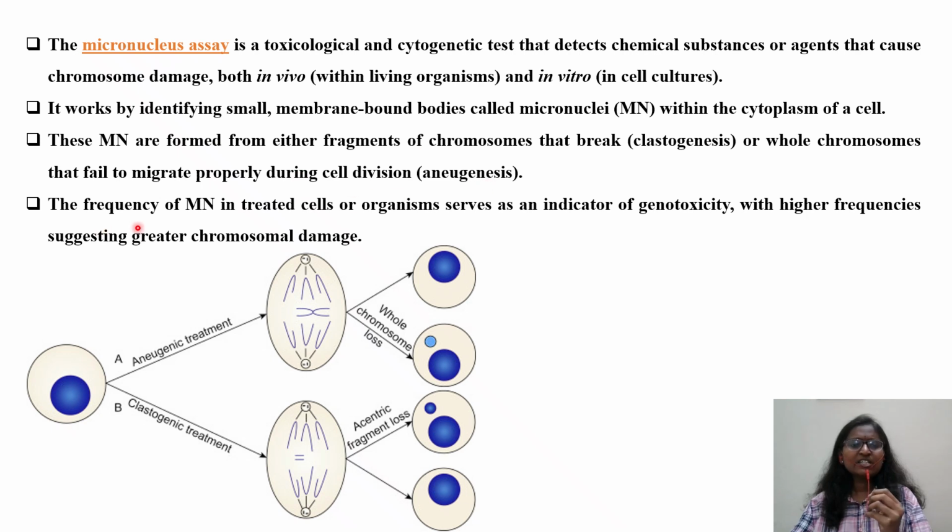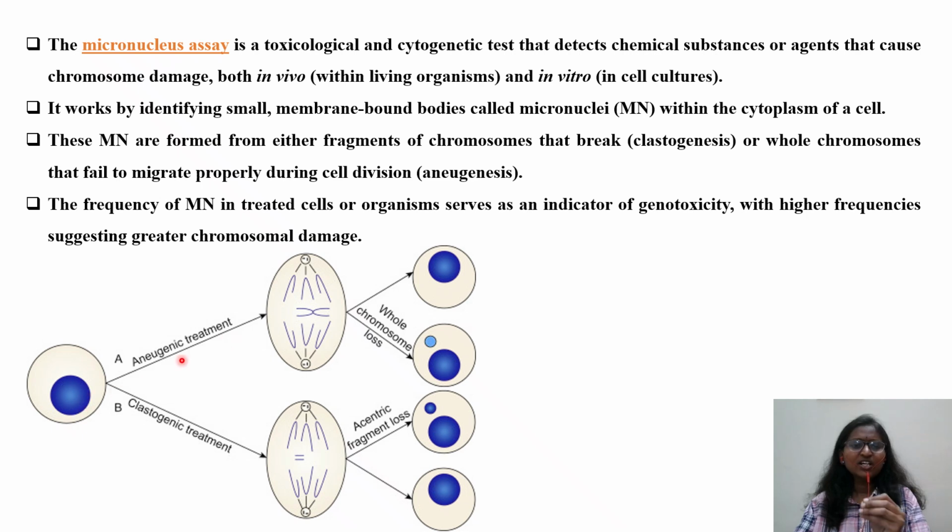The frequency of these micronuclei in treated cells or organisms serves as an indicator. So there is a chemical you are studying on a certain test system, either in the cells or in the body of that particular organism. Whatever damage this chemical causes, the micronuclei will serve as an indicator of genotoxicity, with higher frequencies suggesting greater chromosomal damage.